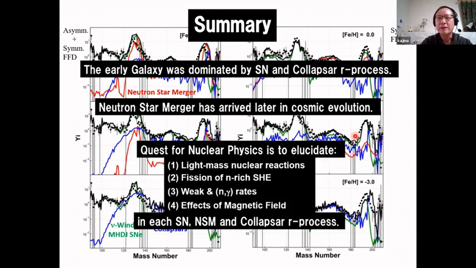So the quest for nuclear physics is to elucidate the light nuclear reactions, fissions, and weak rate or neutron capture rate, and the effect of magnetic field in each of these possible astrophysical sites of the r-process. So we can elucidate the important points. In order to find the final answer, it may take more time, but astronomical observations and theoretical calculations are really needed to cross over together. Thank you very much.